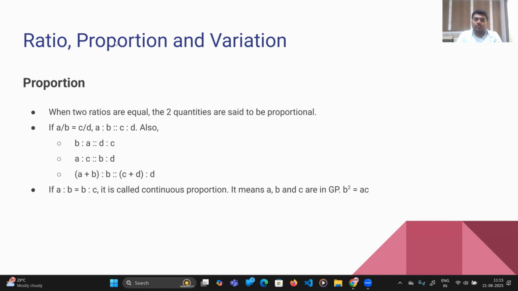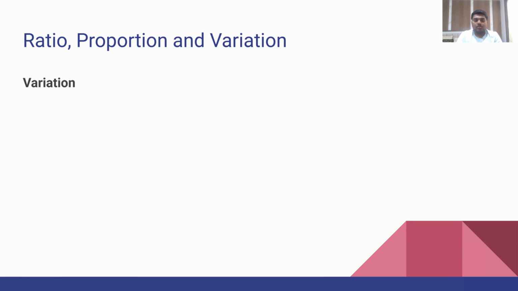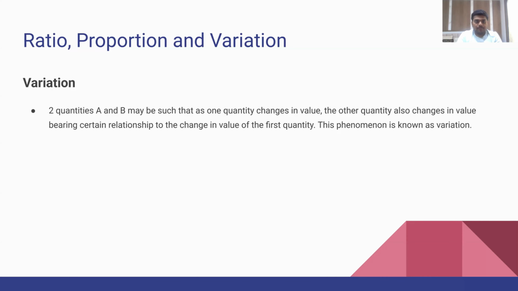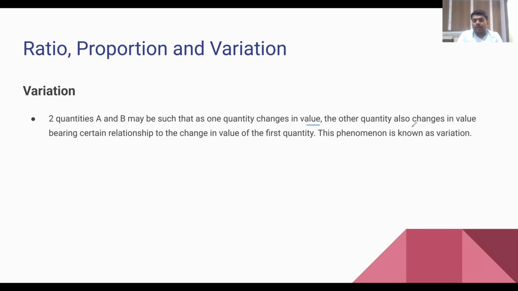And now comes the topic of variation. So what do you mean by variation? Variation is nothing but wherein one of the quantities is dependent on how the second quantity varies. Okay. So two quantities A and B may be such that as one quantity changes in value, the other quantity also changes in value, bearing a certain relationship to the change in value of the first quantity. This phenomenon is known as variation.